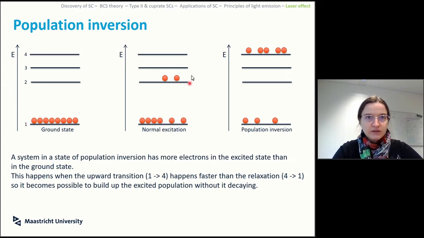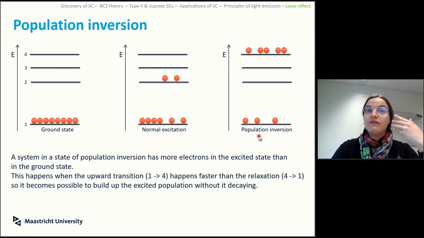At the normal state, you will have most of your electrons in the ground state available at that temperature, and some of them will go up and statistically recombine down. When you get to the point of population inversion, you actually have most of your electrons in a higher excited state, and the ground state is depleted. So if you decay from that point, then it's different.